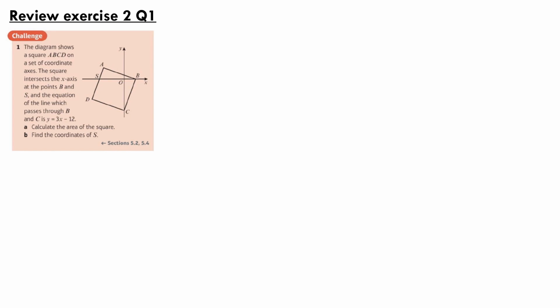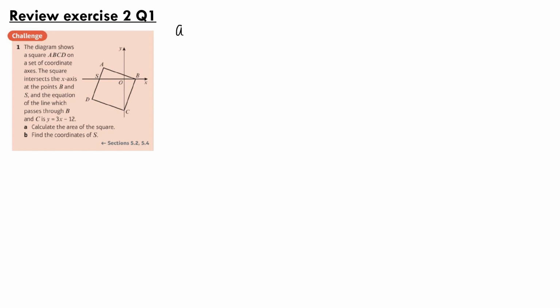Okay, for our first question, the diagram shows a square ABCD on a set of coordinate axes. The square intersects the x-axis at the points B and S, and the equation of the line which passes through B and C is y equals 3x minus 12. And part A asks us to calculate the area of the square.